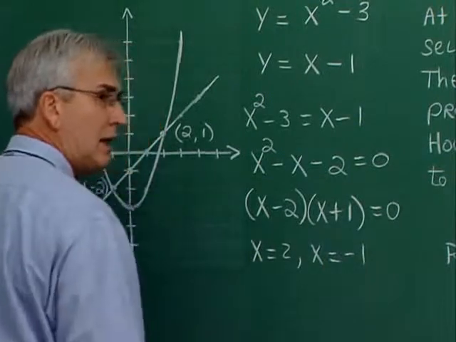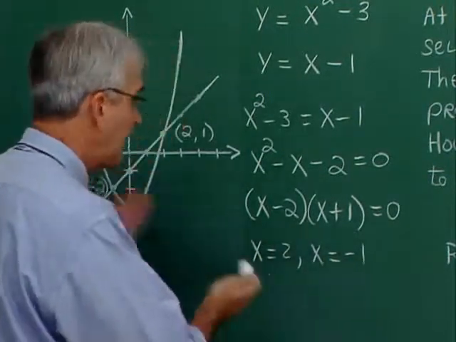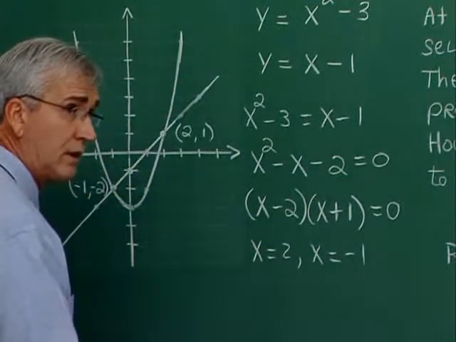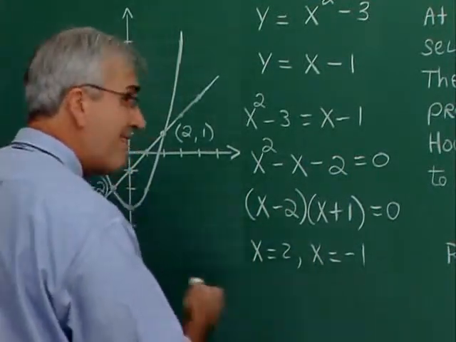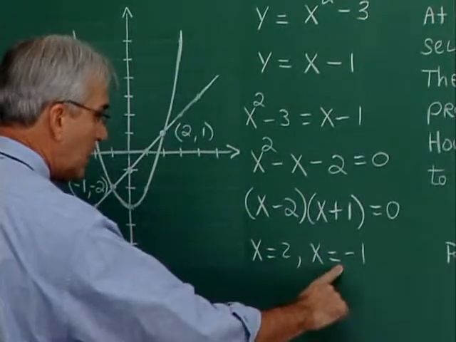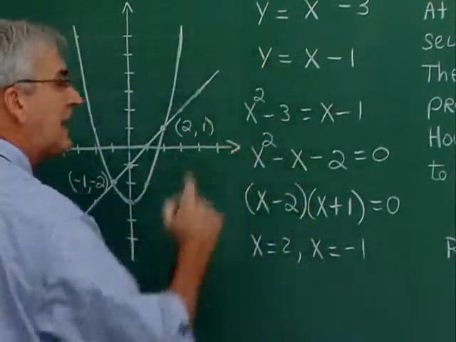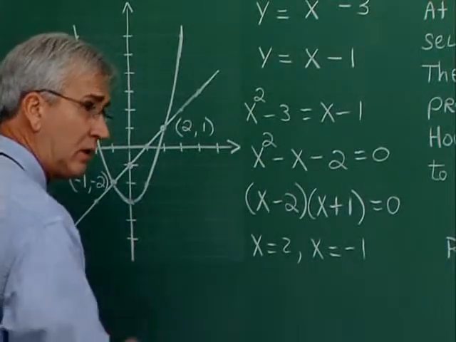negative 1. Now these values don't give me the coordinates of the point of intersection, but they are the x components for those coordinates. And to find the y values associated with these x's, we simply take these values of x and replace within either of the original equations.